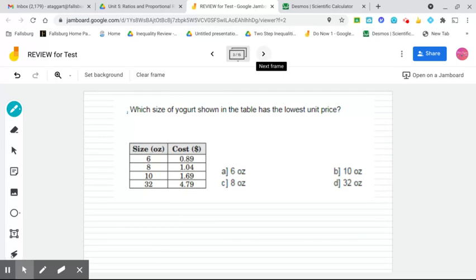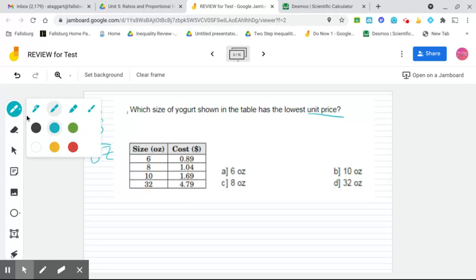Next, which size of yogurt shown in the table has the lowest unit price? Remember, unit price is where we take the price and we divide it by whatever it is, size or amount or whatever. In this case, we have the size in ounces. And remember, when we're finding a unit price or a unit rate, we also know that money always goes on top. So we have money divided by ounces.